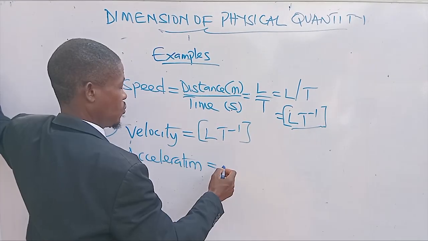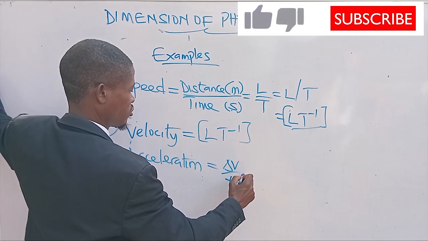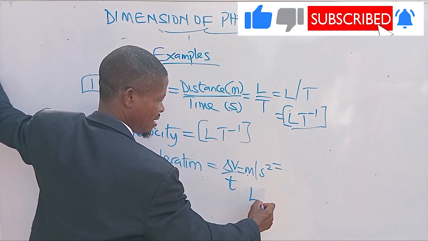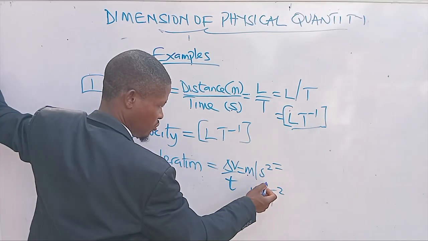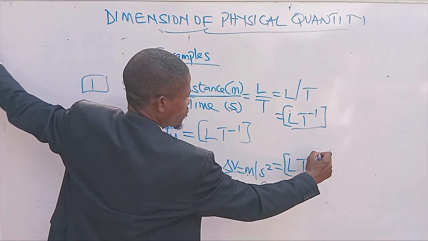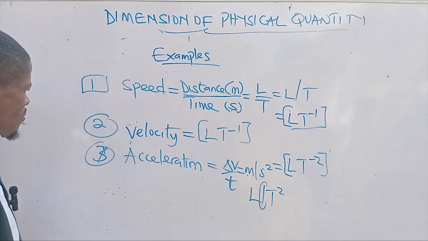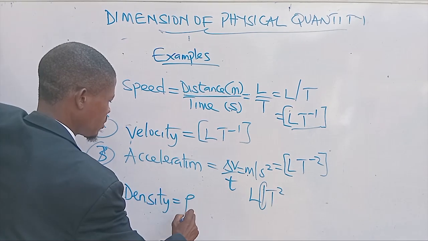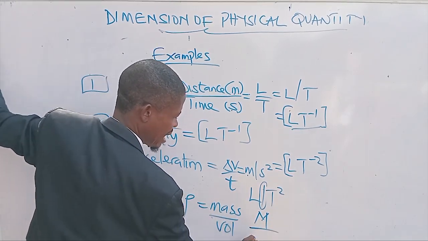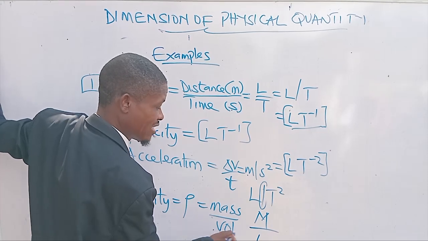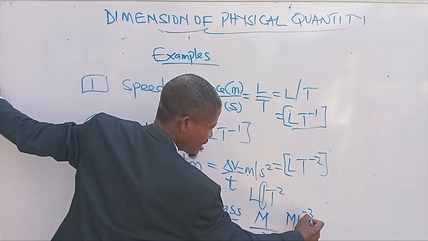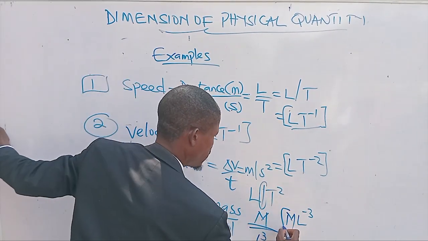Okay, let's look at the acceleration. We know acceleration is a change in velocity over time, which is equal to meter per second squared. Meter is L per T squared. If you want to remove this per, that will be L T minus 2. So that's the dimension for acceleration. We can also get the dimension for density, which is mass over volume. Your mass is capital M for dimension. The volume is meter cube, and meter is L, so L cube, and that will be M L minus 3. That's the dimension for density.